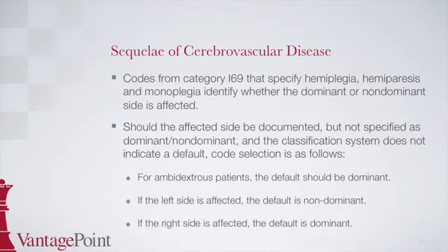I think this all makes sense because most people are right-handed. Therefore, if the left side is affected, it's most likely the patient's non-dominant side. If documentation states that the patient is ambidextrous, your default code will always be dominant.